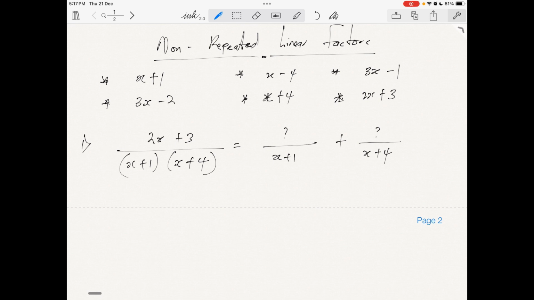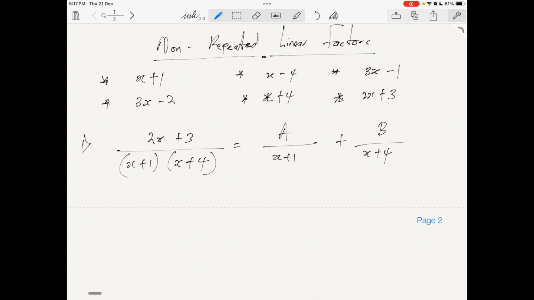At each numerator, we have something called variables. Some use A, some use B, some use A1, A2. Since the partial fraction is determined by the nature of the factors at the denominator of the compound fraction, we can rewrite 2x plus 3 divided by x plus 1 multiplied by x plus 4 as A over x plus 1 plus B over x plus 4.